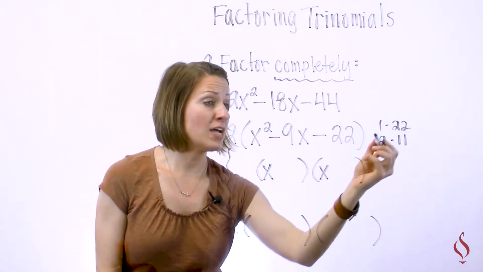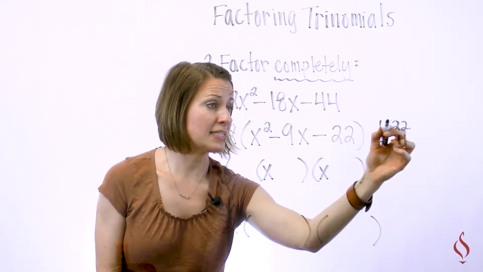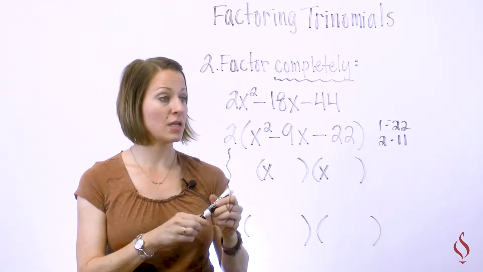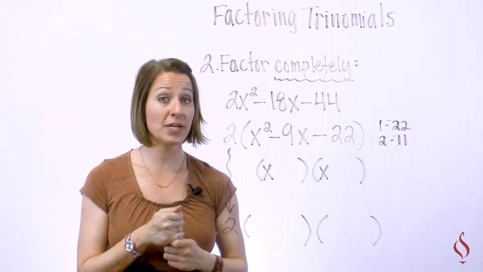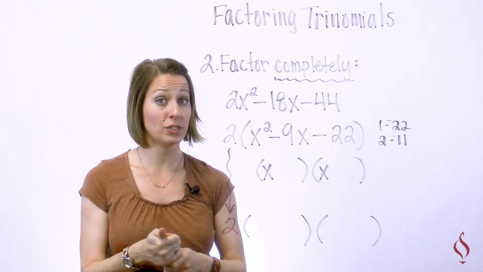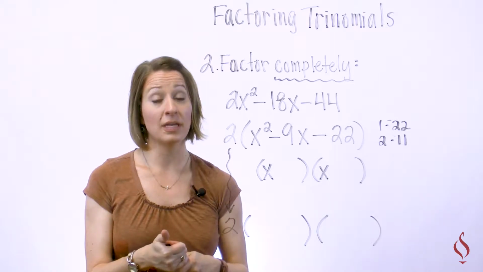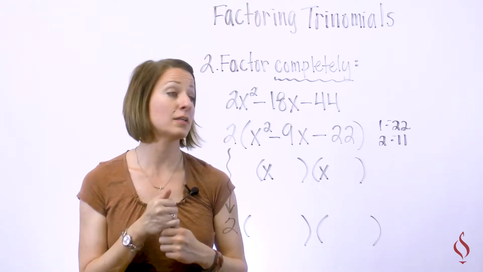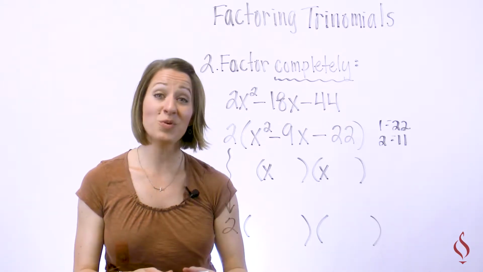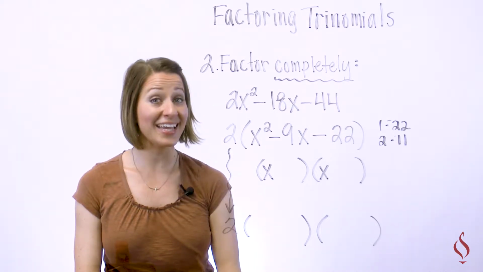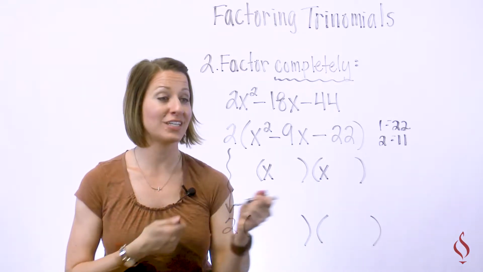So if I mark the larger one as the negative, okay, 1 times negative 22, yes, that multiplies to negative 22 for sure, but it only adds to negative 21. We are looking for negative 9. Okay, down here, 2 times negative 11, it multiplies to negative 22 and it adds to negative 9. So those are our two lucky numbers.